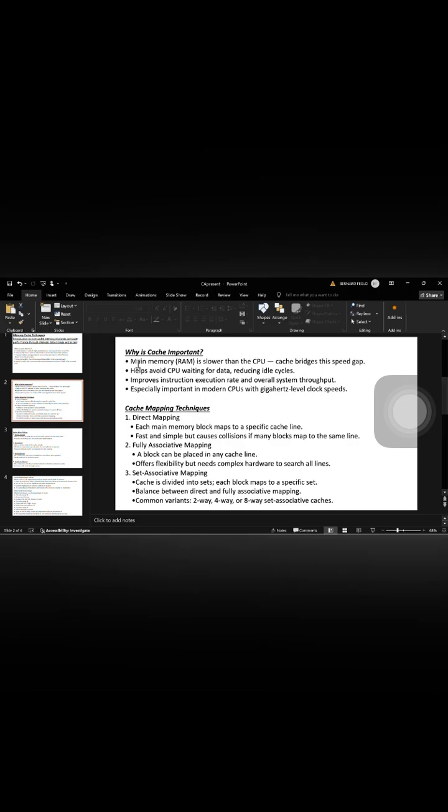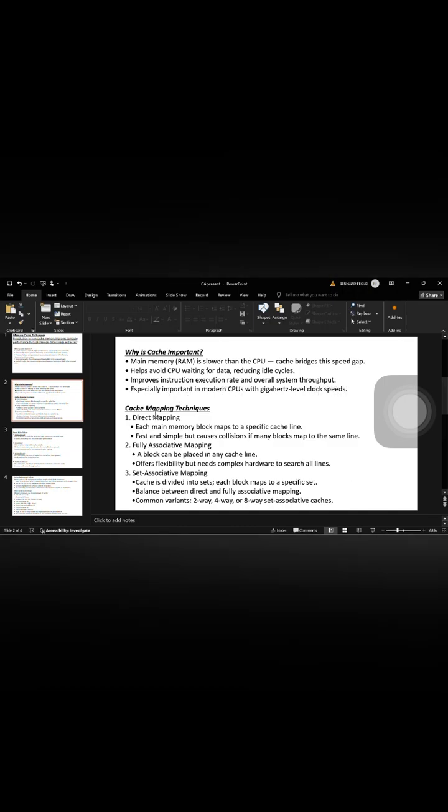So the main memory, RAM, is slower than the CPU, as I said in the previous one. So the cache memory bridges the speed gap. It means the cache memory allows the CPU to get data in fewer seconds instead of more waiting time for the RAM. Secondly, it helps the CPU avoid waiting for data, reducing idle cycles. It simply means the CPU must not have to pause and wait for slower memory. Thirdly, it improves instruction execution rate and overall system throughput. And lastly, it's especially used in modern CPUs with gigahertz level clock speeds.